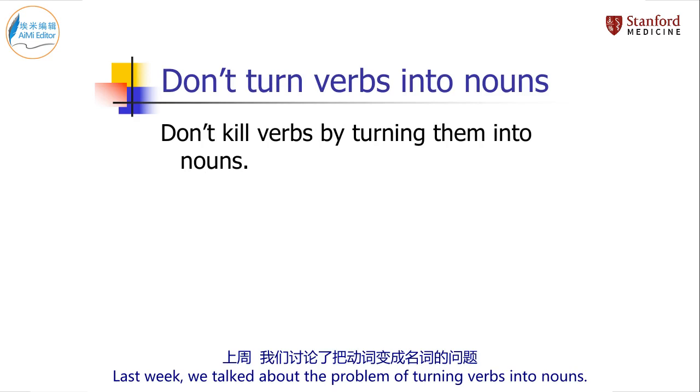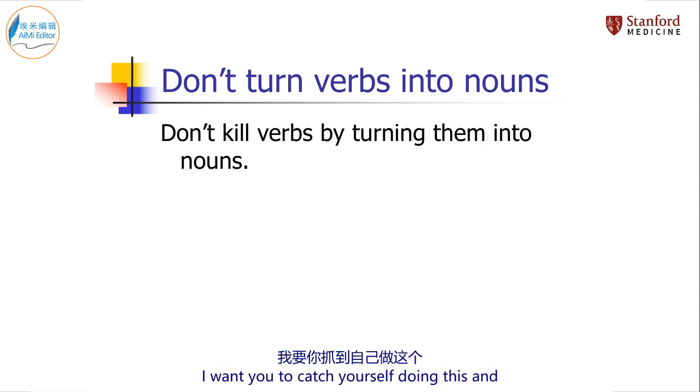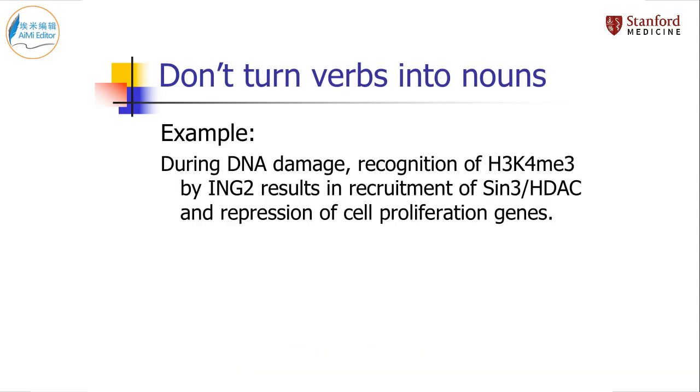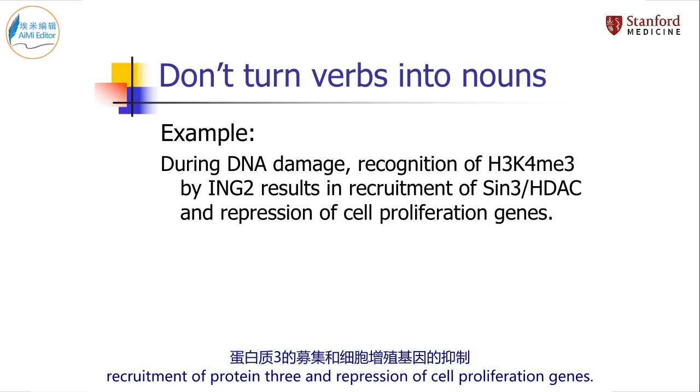Last week, we talked about the problem of turning verbs into nouns. This is a bad habit that's firmly entrenched in academic writing. I want you to catch yourself doing this and try to turn those nouns back into verbs. Here's an example. It says, during DNA damage, recognition of protein 1 by protein 2 results in recruitment of protein 3 and repression of cell proliferation genes.